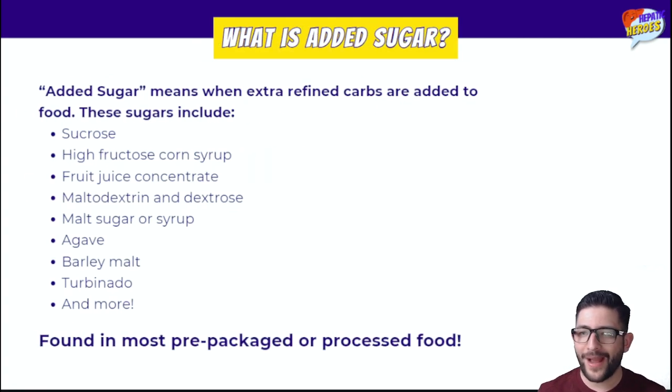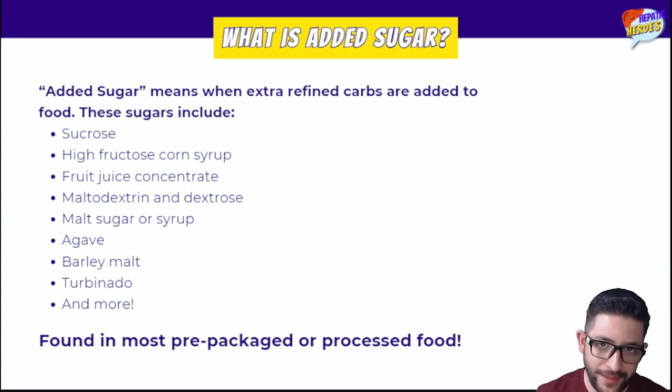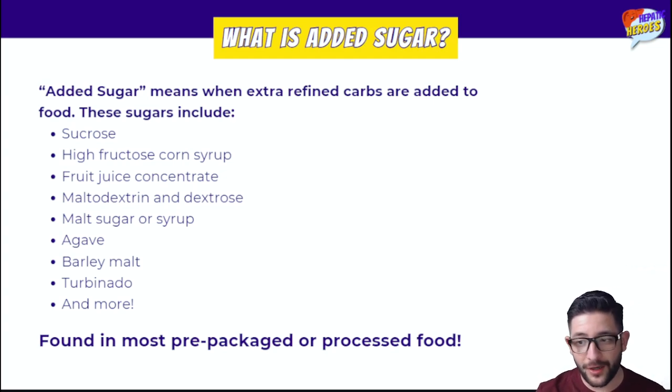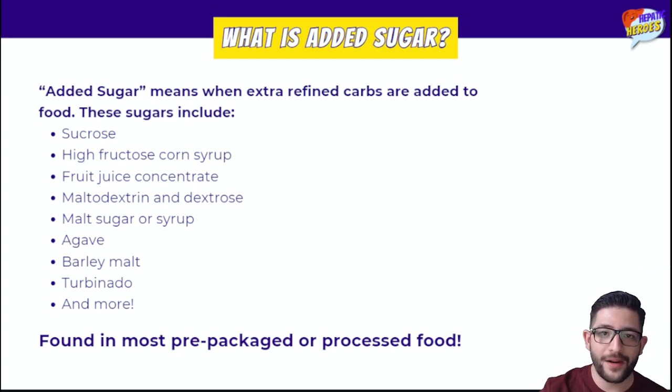And now let's talk about added sugar. Like, what is added sugar and what does it look like so you make sure that you're not consuming it? When we talk about added sugar, we're talking about food that has extra refined carbohydrates or sugars that are added to the food, typically to enhance its flavor and palatability. And some of the more common added sugars that you will see and read in the ingredients list for a lot of these foods include things like sucrose, high fructose corn syrup or just corn syrup, fruit juice concentrate, maltodextrin, dextrose, malt sugar or syrup, agave, barley malt, turbinado, and more.